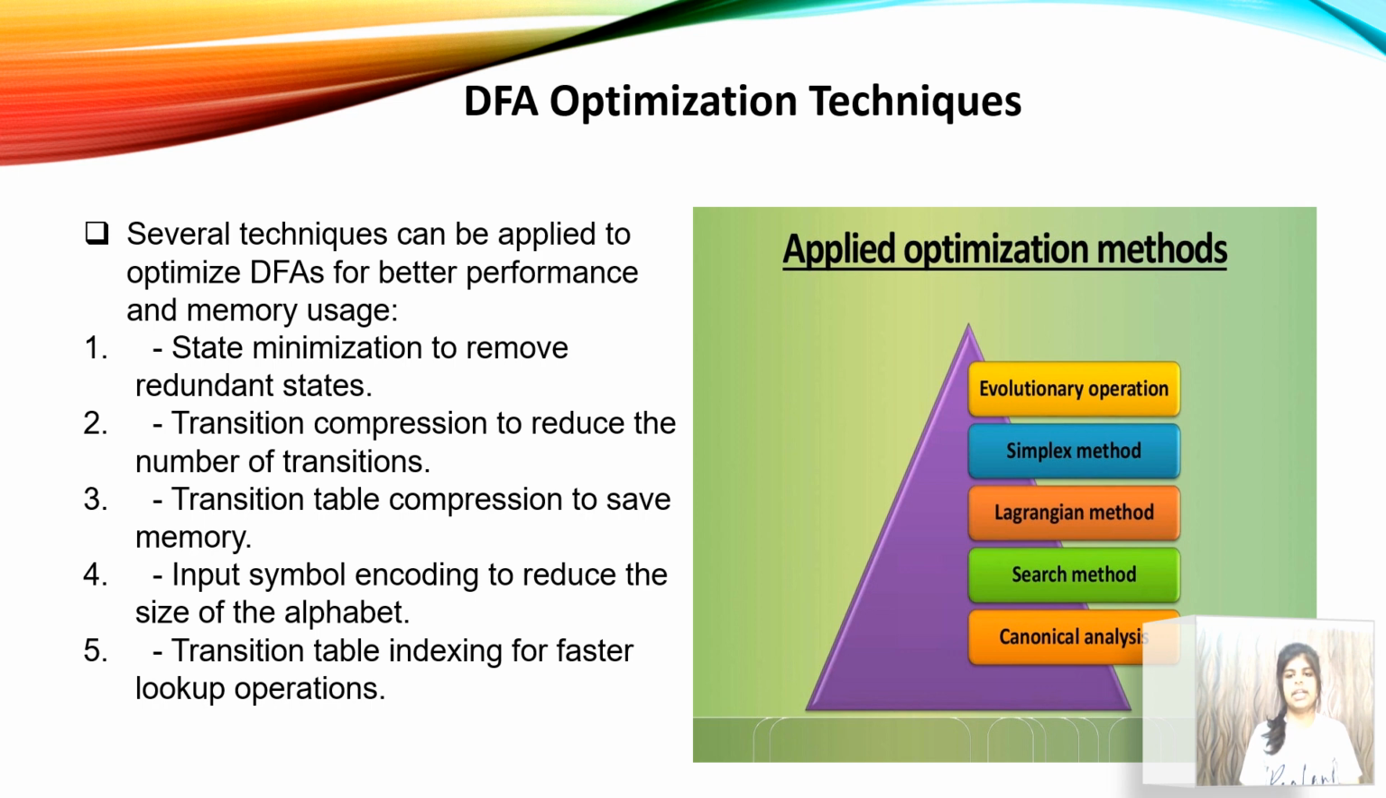DFA optimization techniques. Several techniques can be applied to optimize DFAs for better performance and memory usage: state minimization to remove redundant states, transition compression to reduce the number of transitions, transition table compression to save memory, input symbol encoding to reduce the size of the alphabet, and transition table indexing for faster lookup operations. Five applied optimization methods are evolutionary operation, simplex method, Lagrangian method, search method, and canonical method.